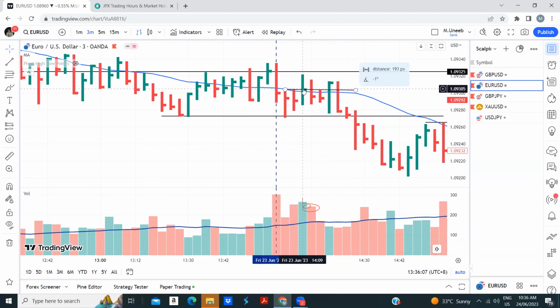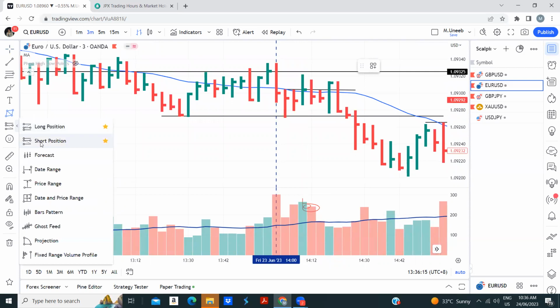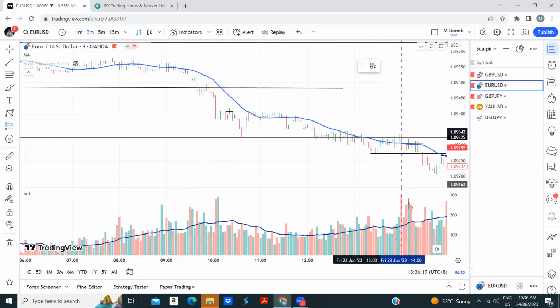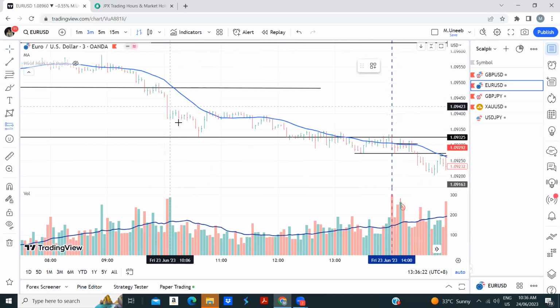Okay, you can see here. This is a hidden spring. Sorry, hidden upthrust. And then we have a huge volume here. Our bias is what? Short. It's a bearish bias. This was a reaccumulation, FTI, right? Falling through ice.